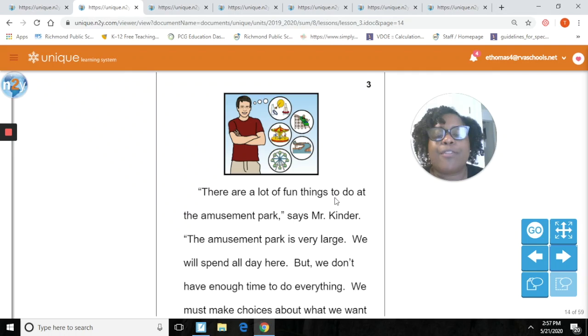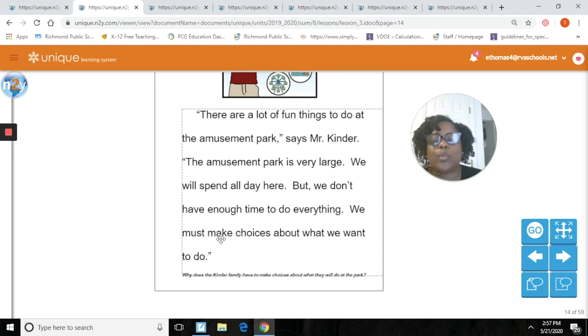There are a lot of fun things to do at the amusement park, says Mr. Kinder. The amusement park is very large. We spend all day here, but we don't have enough time to do everything. We must make choices about what we want to do. So here is that key word, choices. We have to make choices about what they want to do.